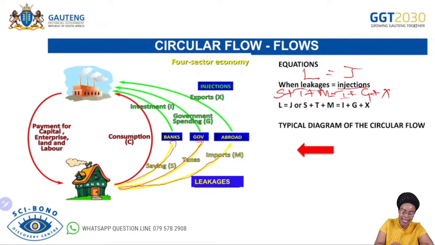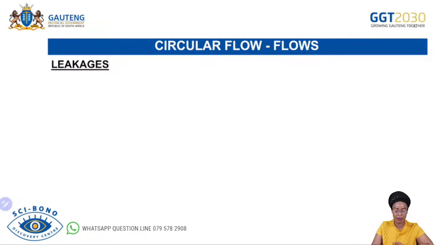You can see that when we have injections, money flows back into the circular flow through investment by firms, then through government spending, through exportation. So let us look at this further in the next slide.